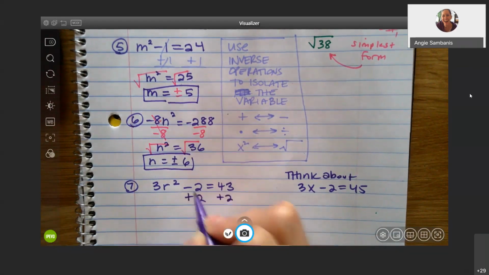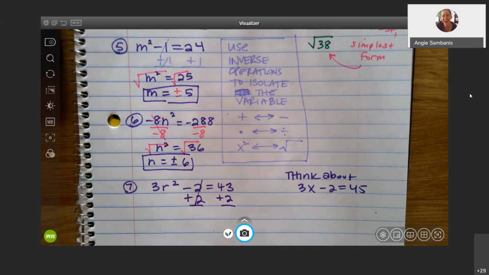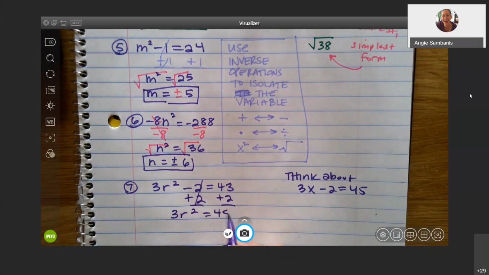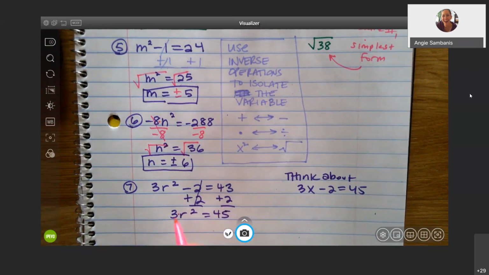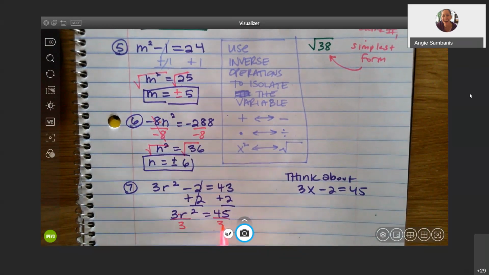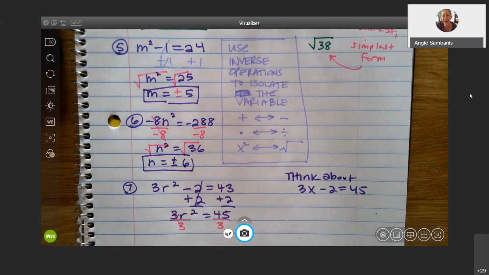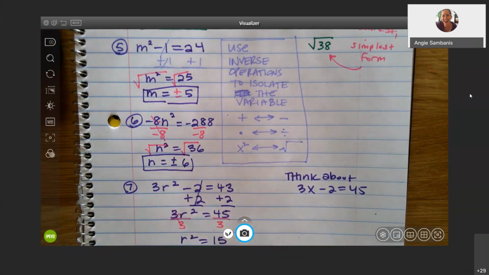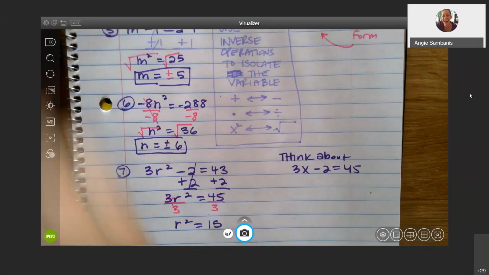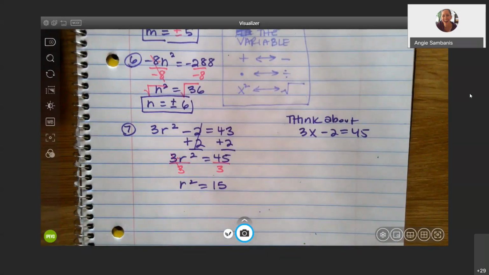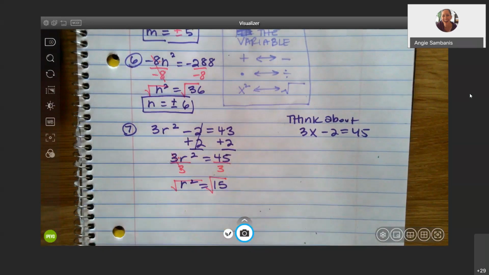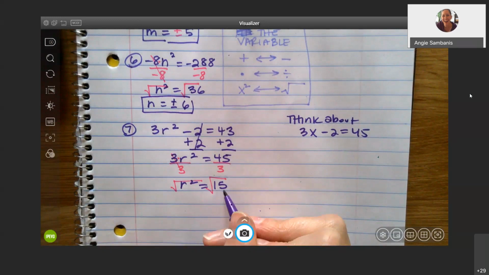Inverse operations. The inverse of subtracting 2 is adding 2. Susanna, yes, we will. This is multiplication. The inverse of multiplication is division. So we get 15. We're not done though, right? This is r squared equals 15. We still need to take the square root. So again, it's not a perfect square. You're going to have to use your calculator.